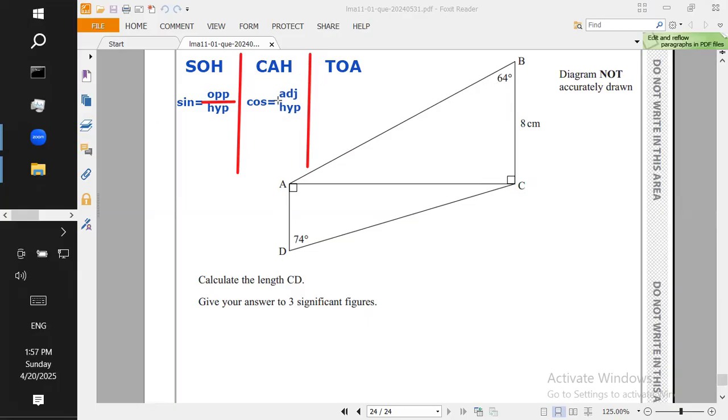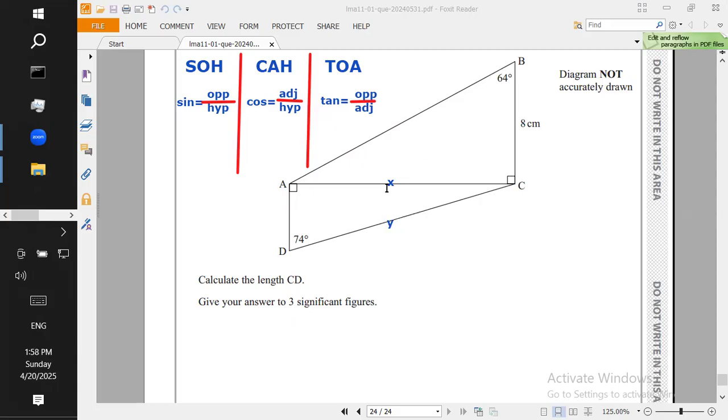And then the third one, which is TOA, the tan. Tan of the angle equals opposite over adjacent, like this. Now, these three trigonometric ratios can be used to find one of these three sides, whichever is missing. Now, with this triangle here, I'm going to find this line, let's call it X, and then use it to find this line, let's call it Y.